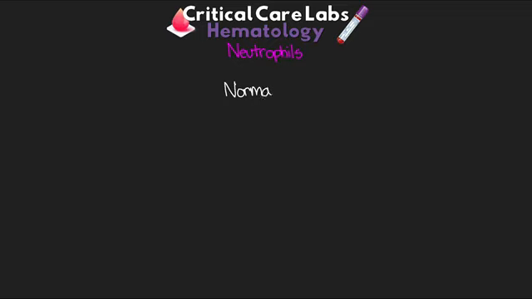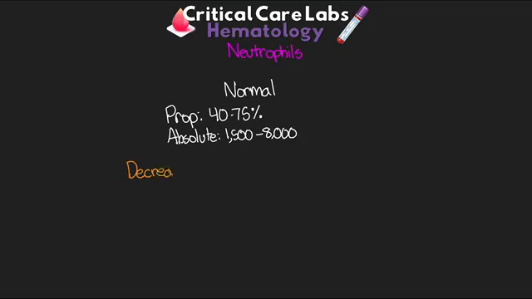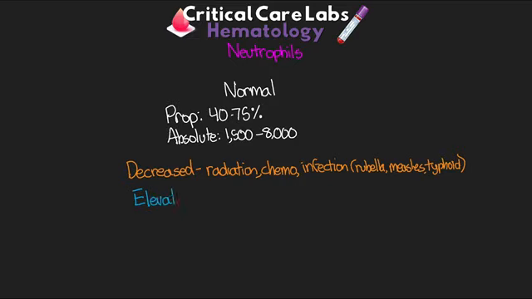For our normal value for our proportional amount, we're looking at anywhere from 40 to 75% with an absolute value of 1,500 to 8,000. We can see decreased neutrophils in cases of radiation, chemo, certain infections such as rubella, measles, lupus, and typhoid, and we can see elevated levels in acute infections.